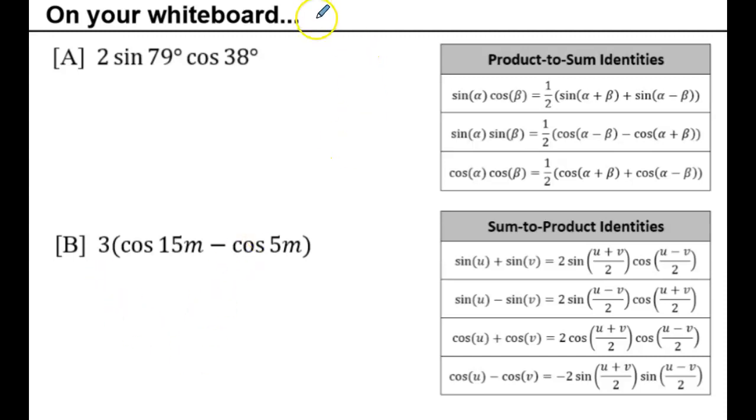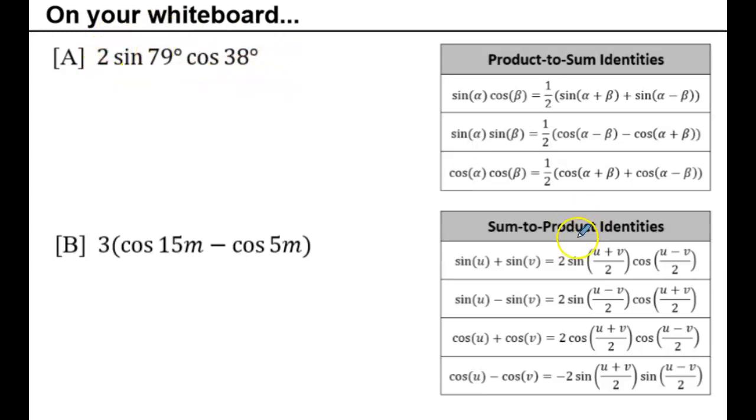Okay, on your dry erase board or on scratch paper, go ahead and try these two problems. Pause the video while you're working on them, and then when you've got answers, you can come back and we'll go over them together.